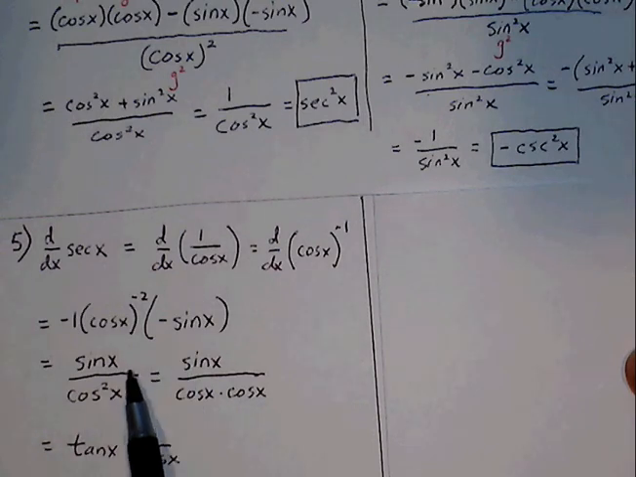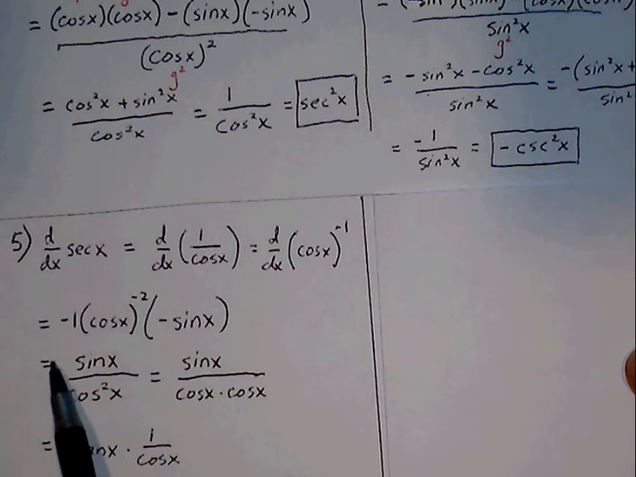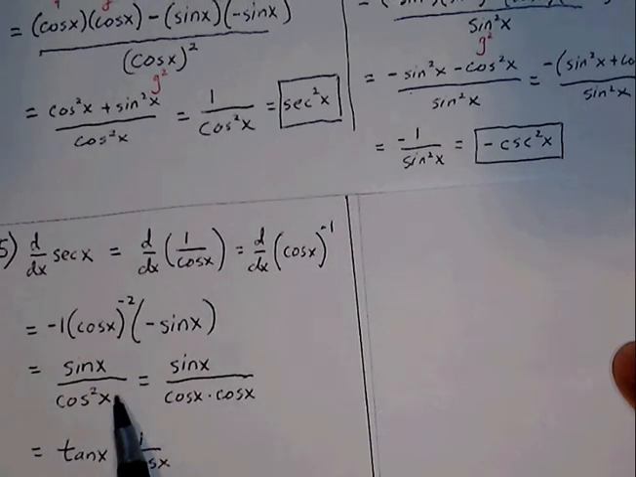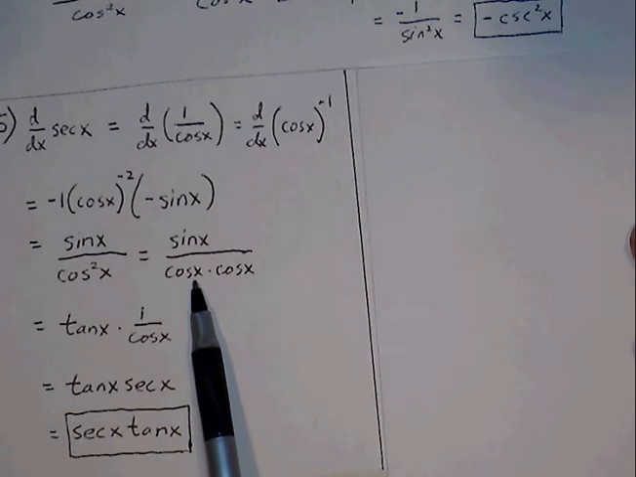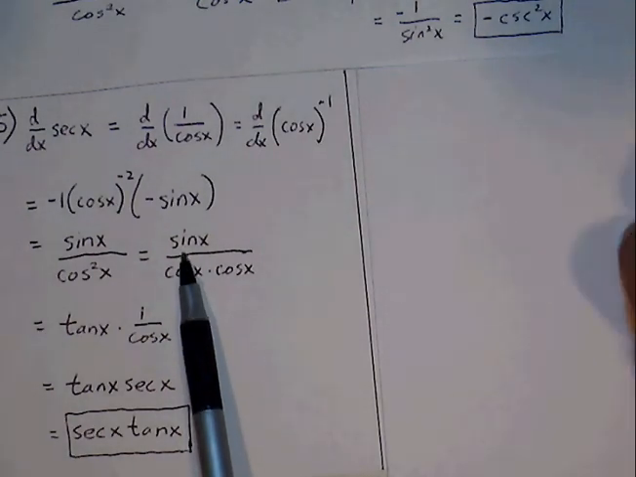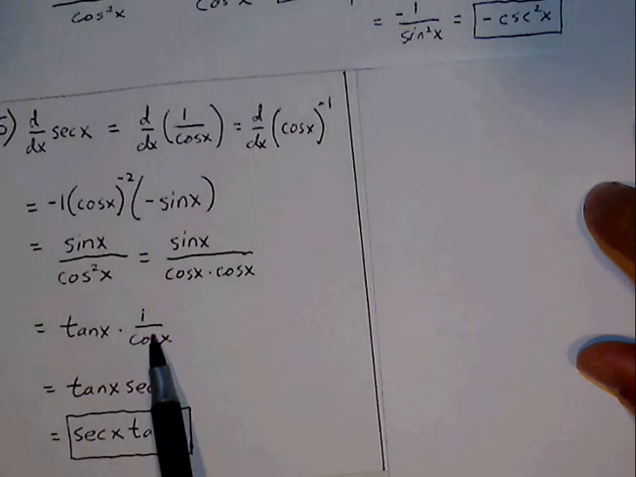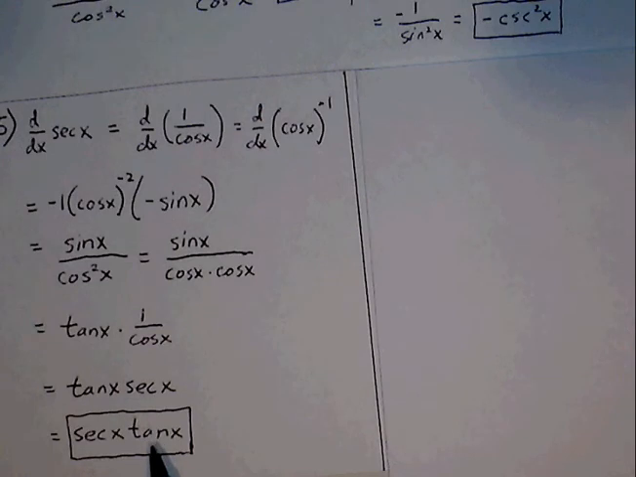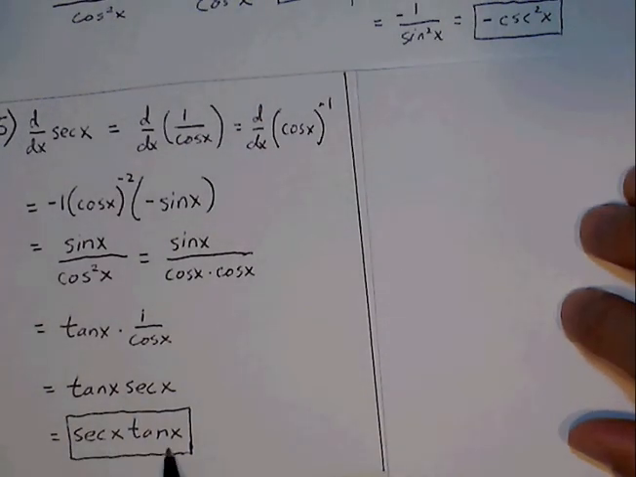So now we have negative sine of x times -1, which becomes positive sine of x, all over cosine squared x. Cosine squared x can be expanded into cosine x times cosine x. And now we can combine the sine over cosine, make it tangent, times 1 over cosine, and 1 over cosine can be rewritten as secant. So tangent secant can be rewritten in a more conventional pattern, secant times tangent, which is the derivative of secant of x.